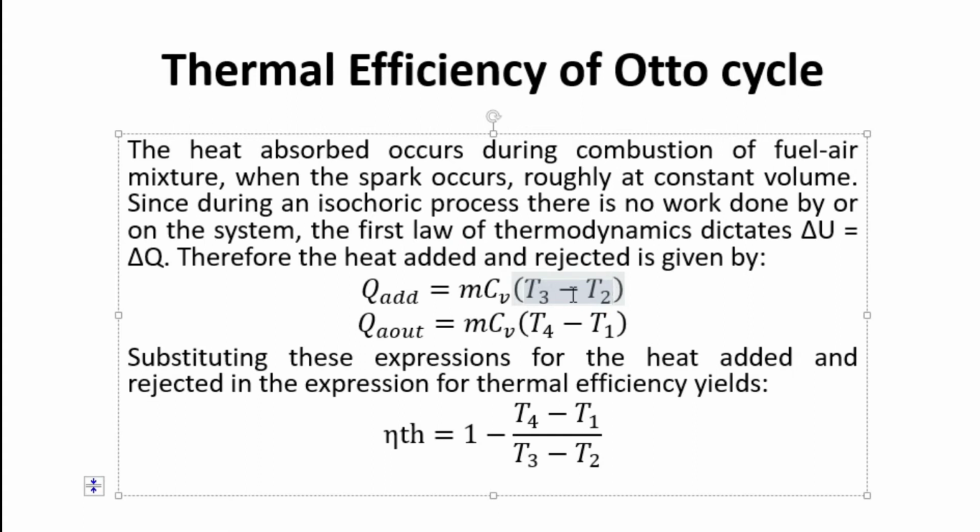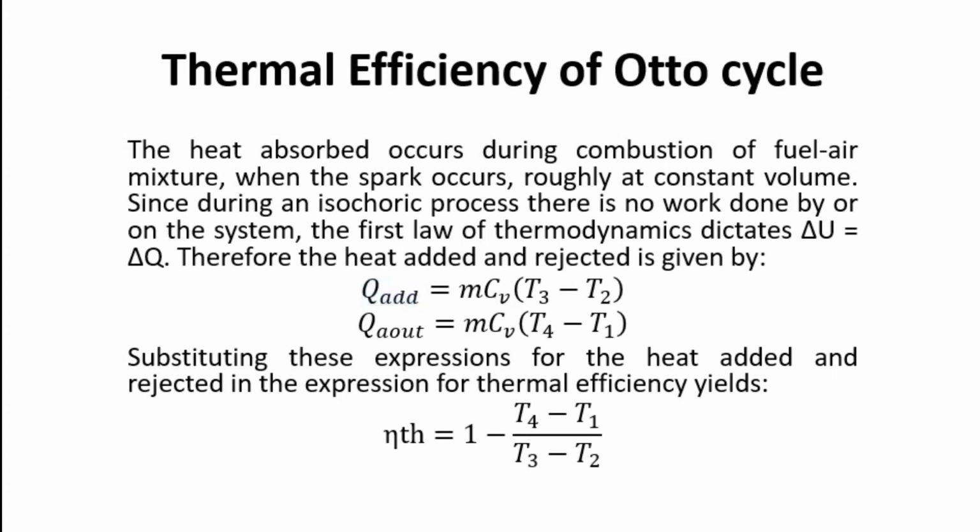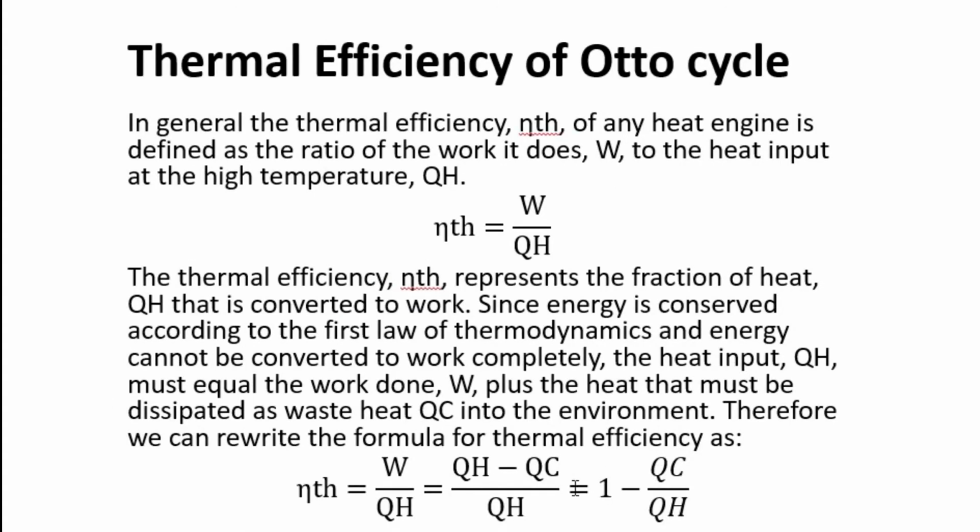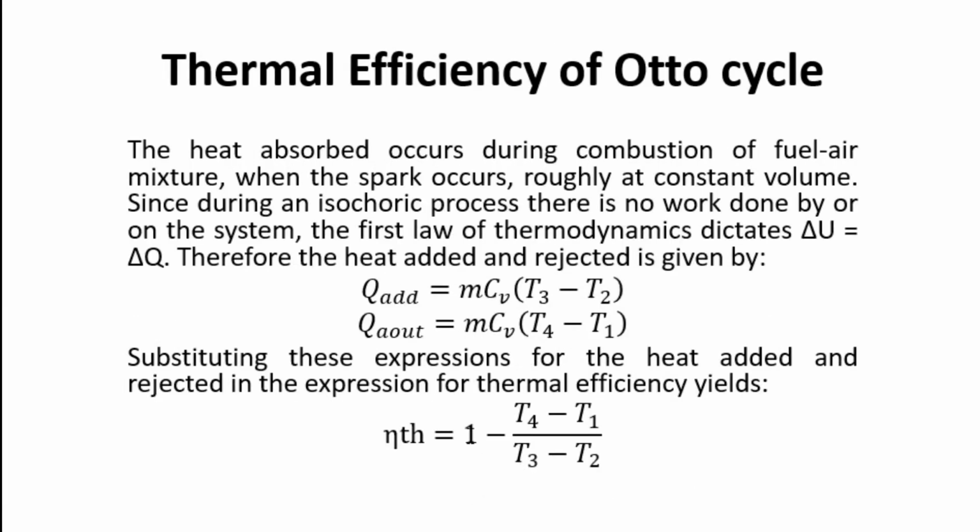So we subtract this temperature and multiply it with m Cv, and we get the input heat. We get the output heat by subtracting T4 minus T1, because from state 4 to 1 the waste heat is expelled out. So we get the input heat and the waste heat by using these formulas, and then we put these values of QC and QH in the previous formula, and we get the efficiency as 1 minus (T4 minus T1) over (T3 minus T2).